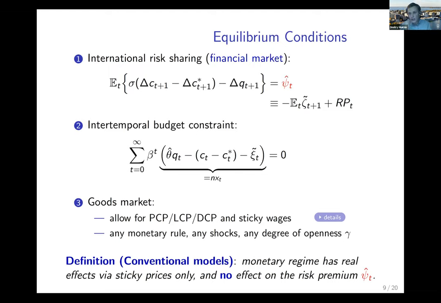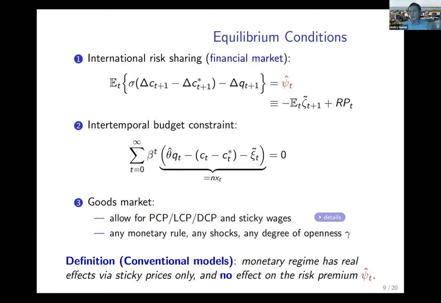Okay? So let's think for a second which models satisfy this criteria. If we take the standard international RBC model, or we take a conventional open economy sticky price model, and log linearize the equilibrium conditions in these models, then we will get a conventional model. Right, so in these log linearized models, the risk premium is just equal to zero. We neglect higher order terms, and the only source of deviations from the risk sharing condition is exogenous, coming from this zeta shock. Right, so in these standard log linearized models, the only way the monetary policy affects real outcomes is really through the goods markets.